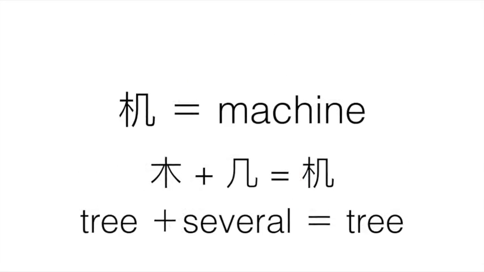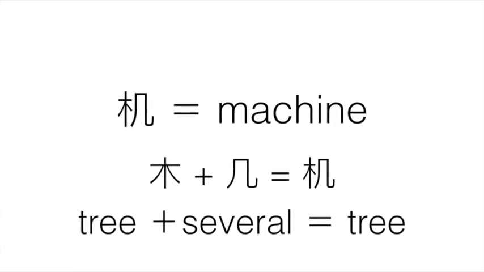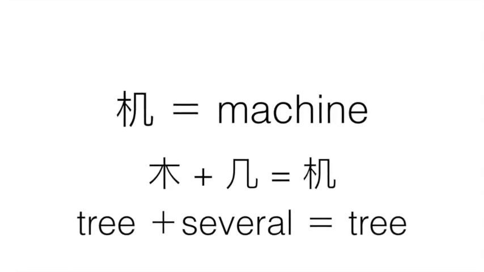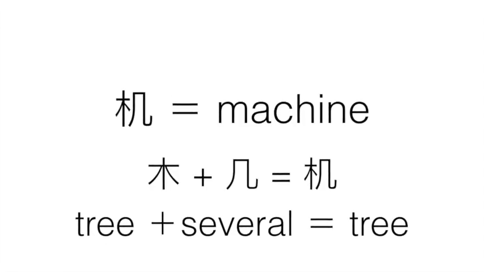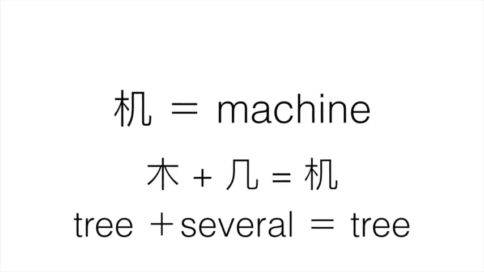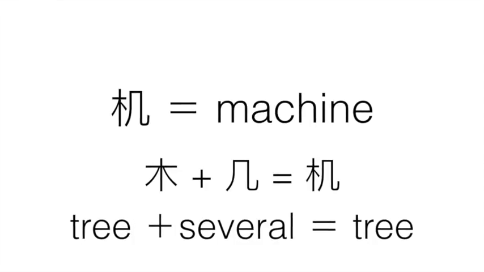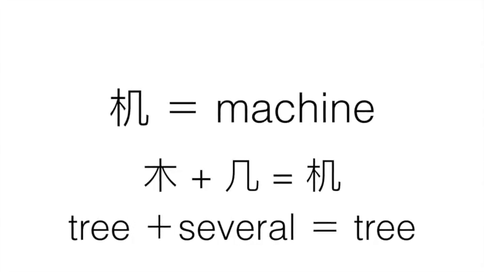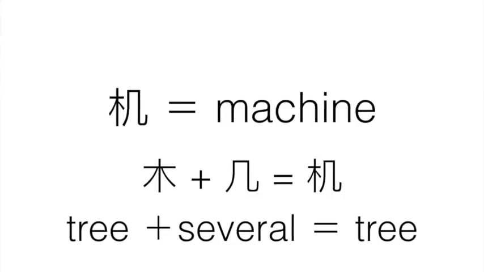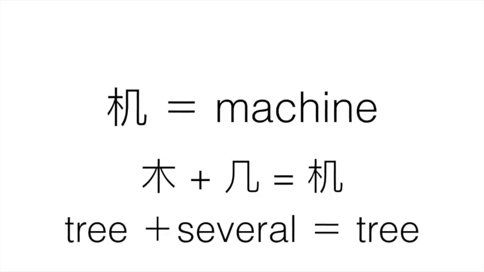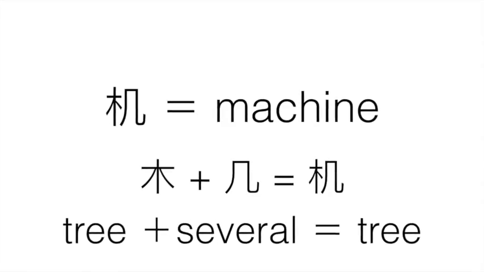Most Chinese characters are composites. They're not just a radical by itself. It's usually a combination of radicals together. And so when we put these two parts together, in this case just two, we're going to make the word machine. You can see those two parts, they put both the character for tree and the character for several together into one box. And so now you have the character that means machine.